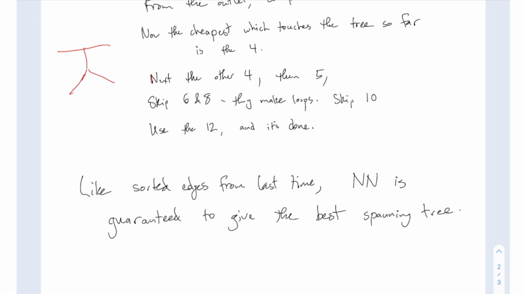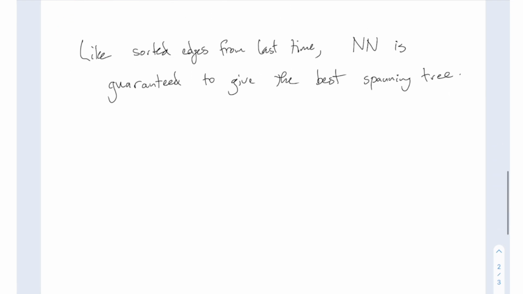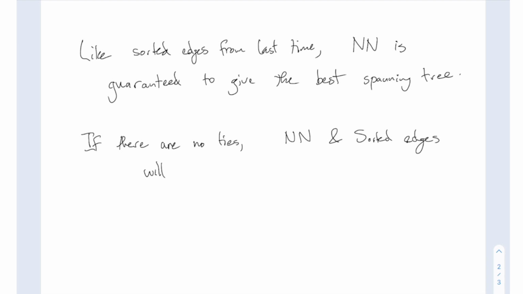And what that means, if you think about it, is basically they're both usually going to give you the same answer, because each one is finding the best answer, which is going to be the same both times. The only way that they would give you different answers is if there were ties and you just had to choose at random between two edges with the same number on them. So if there are no ties, and even if there are ties, it's still usually going to be the case. If there are no ties, the nearest neighbor and the sorted edges will give the same answer.